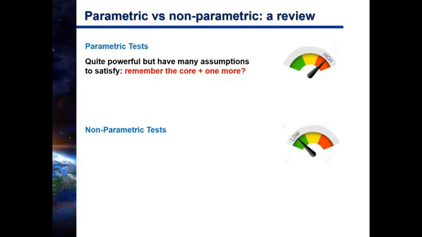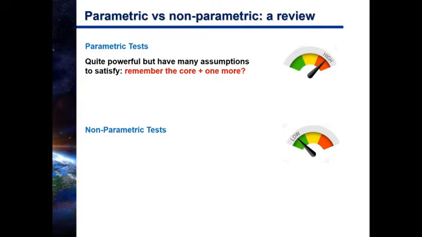Now, the parametric tests that we've learned about in this class include all of the t-tests and all of the ANOVAs. They're all parametric. Do you remember the assumptions that they all share? All the t-tests and all the ANOVAs? They share the core, right? But then there's the plus one more in some cases. So you need to make sure that you know what assumptions make up the core. And of course, there are 3 of them.